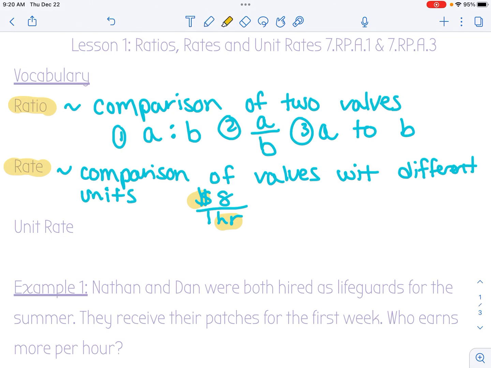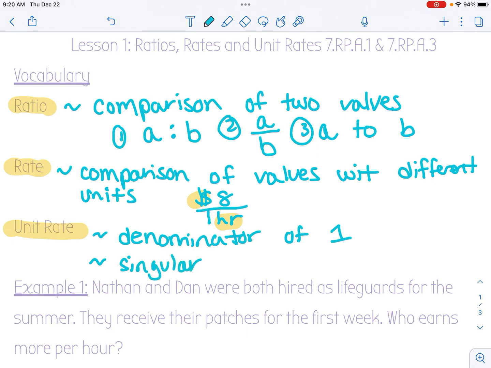And last but not least, a unit rate. If we're talking about a singular unit, we always are going to be looking for a denominator of 1, because we are looking for a singular unit. So for example, in the example I just gave up top, $8 for every 1 hour, this is a unit rate because I have a denominator of 1. I'm also comparing that value to 1 unit of 1 hour.